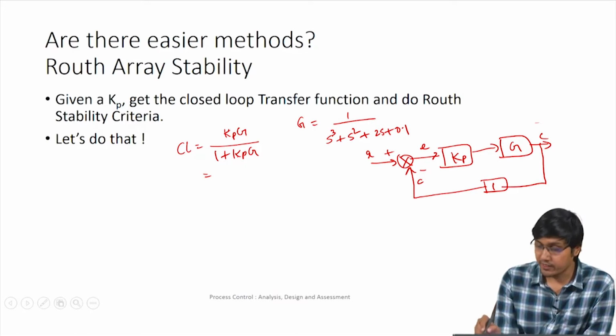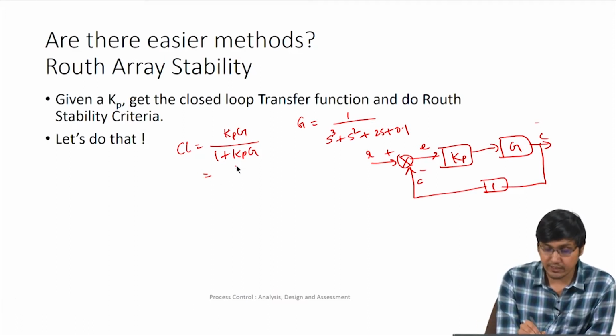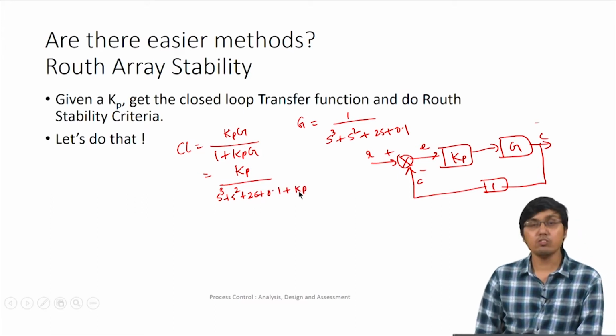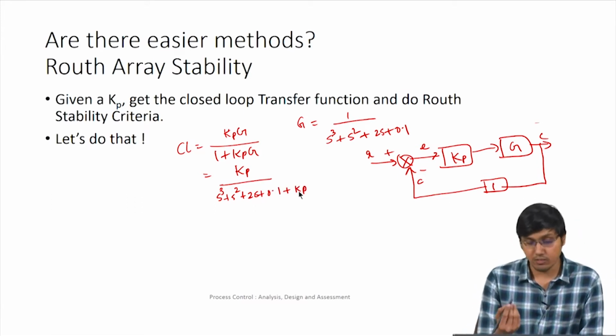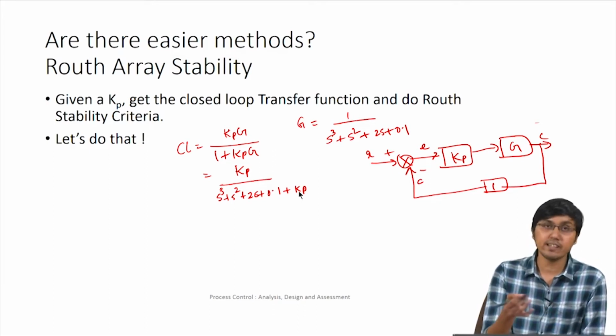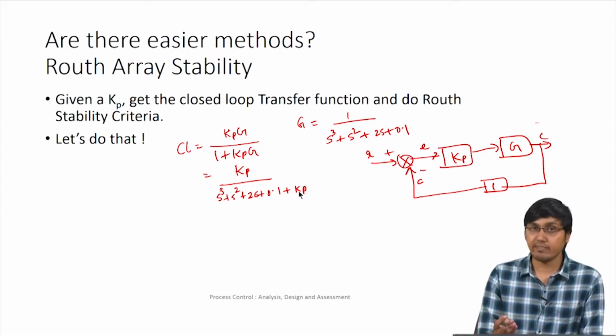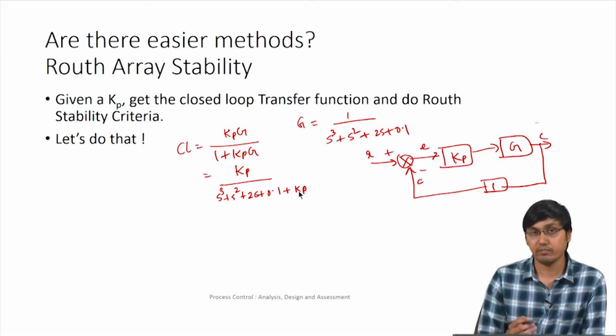Now if we find the closed loop transfer function, it turns out to be Kp by S cube plus S square plus 2s plus 0.1 plus Kp. Let us take Kp to be some value. The question asked here is, given a Kp, can I, without resolving into partial fractions, find whether the system is stable or not? That is the question we asked.